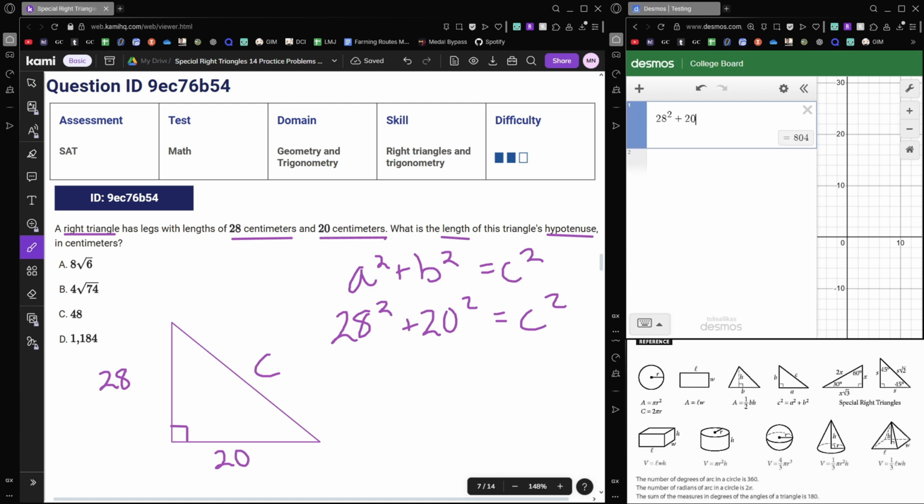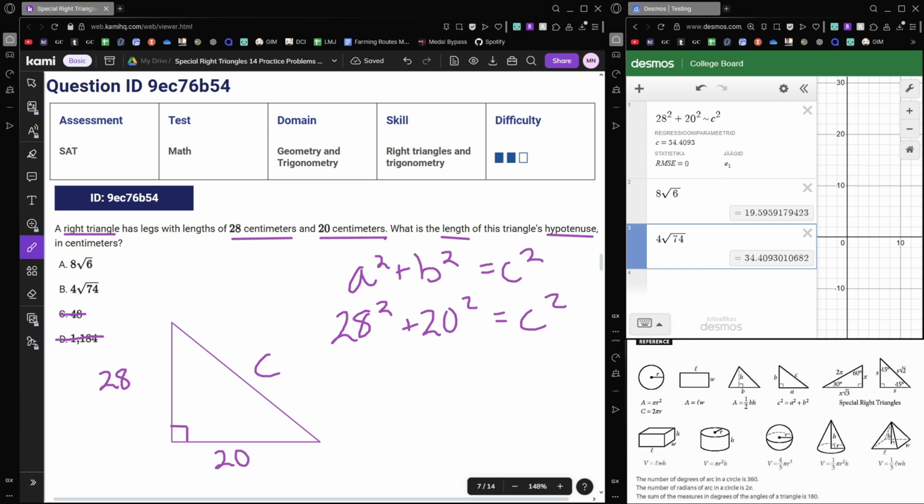28 squared plus 20 squared. Instead of an equal sign, you want to put a tilde, and then c squared. And you get the value for C here. We know for sure it's not going to be C 48 or D 1184. So now we just have to test out A and B. So here's A, 8 square root 6. That is not the same. And here's B, 4 square root 74. That is the same. So that means our answer is B.